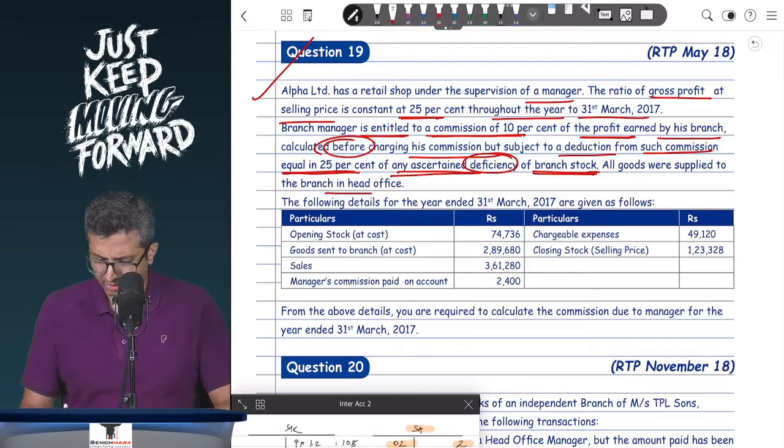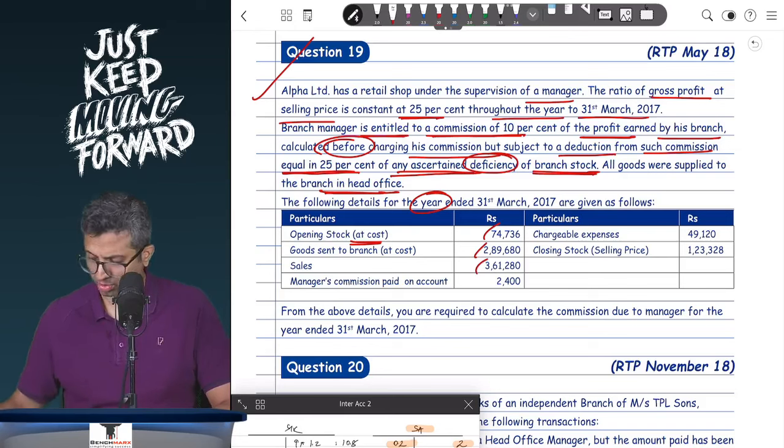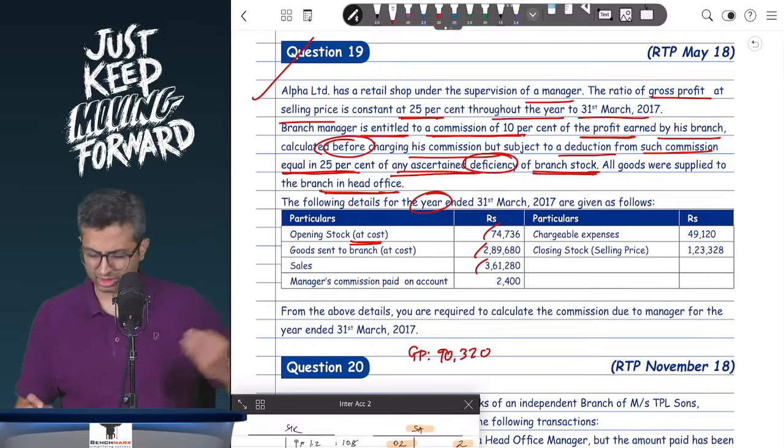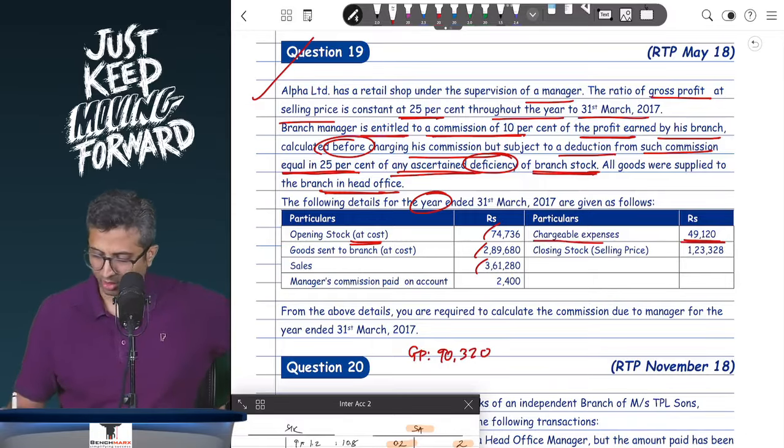All goods were supplied to the branch by the head office. Following are the details for the year as follows. So this is opening stock at cost, perfect. Goods sent to branch, again at cost, okay, looks great. Sales will come on the other side, 361,280, but the gross profit of these sales will also be worked out: 361,280 into 25%. GP would be 90,320. Manager's commission paid on account, this is just paid. Chargeable expenses 49,120, and then closing stock, which is at selling price.